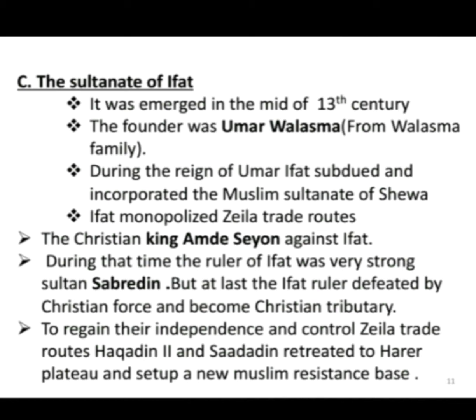The rulers fought to regain their power and independence, and to regain control of Zayla, as well as to control the trade through the ports of the Zayla route. Haqq ad-Din and Sa'ad ad-Din retreated to the Harar Plateau and set up a new Muslim resistance force at the home base of Harar.